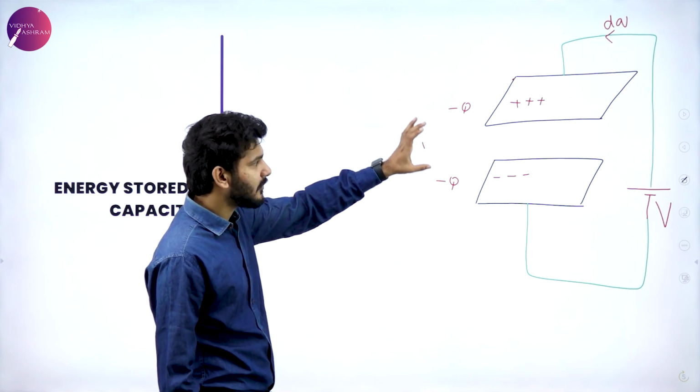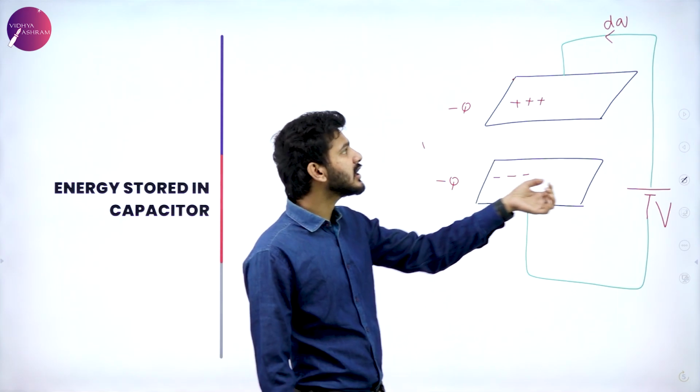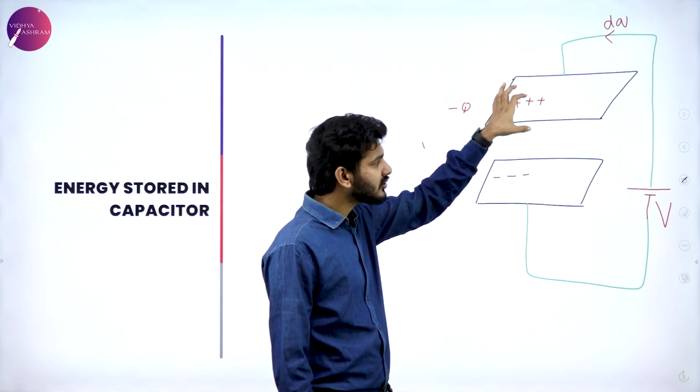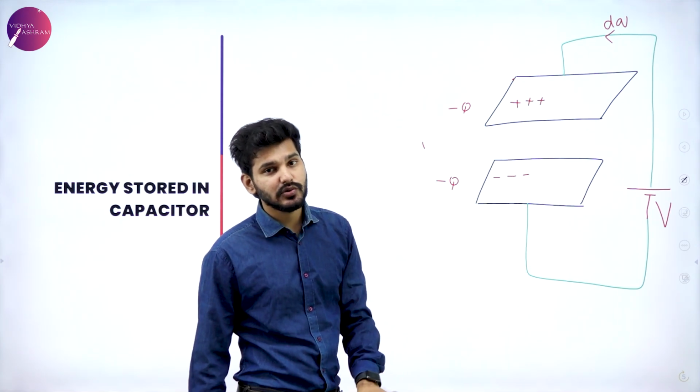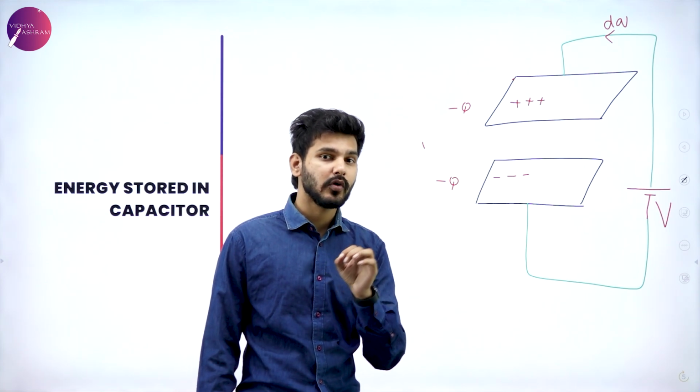So charges are being accumulated on the surface and a battery is pushing dq amount of charge onto the plate, and the battery is doing work in order to do that. So why are we talking about work?